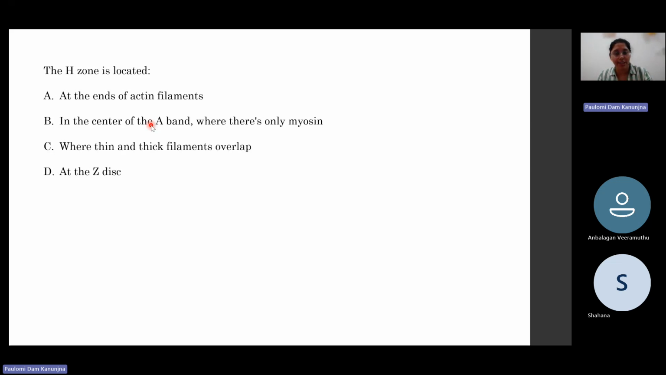Okay, I'm going to give you the whole set of questions. So this one is the H zone. The Z line, if you remember, is the extreme end of the sarcomere, which is not what we are considering. The H zone is at the center, the M line, right? Remember the M line and the portion to the left and the right. So that's the center of the A band, and the H zone has only myosin.